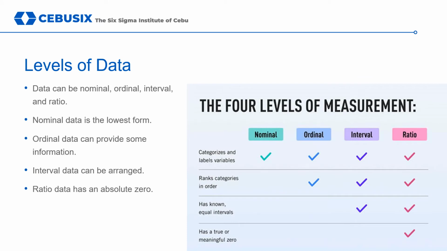Data can be classified at four basic levels: nominal, ordinal, interval, and ratio. Attribute or binary data is actually a limited form of nominal data. The lowest form of data is nominal, as it exists mainly to categorize and label variables. After that, we have ordinal, which allows us to rank categories in order. Then we have interval data that consists of known or equal intervals, but does not have a true or meaningful zero. Only ratio data has a true 0 point, which is why it is the highest level of data that can be collected and is the form of data that we should strive to use in a Six Sigma initiative.